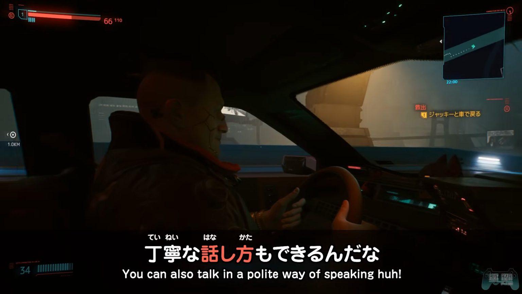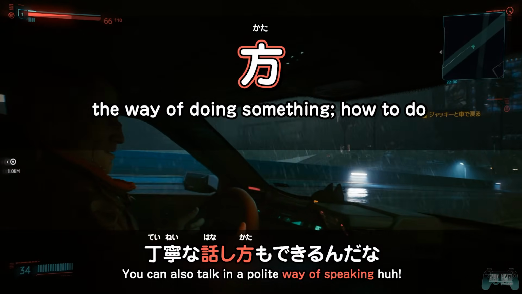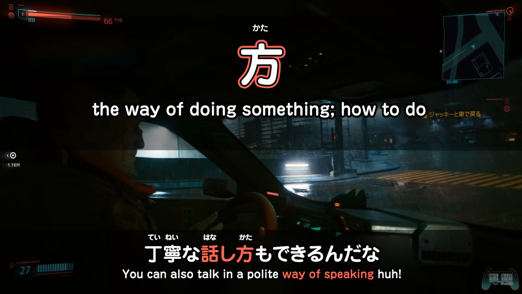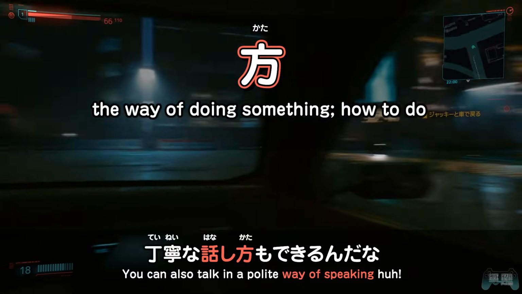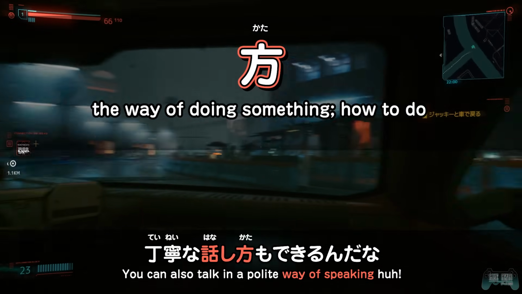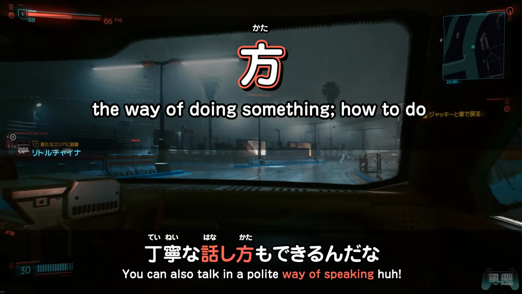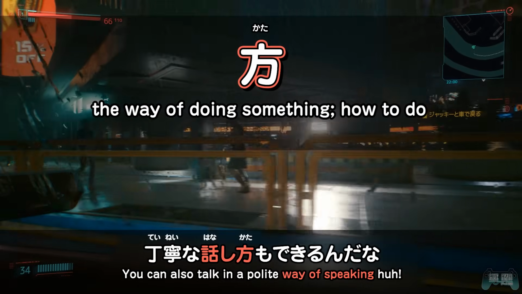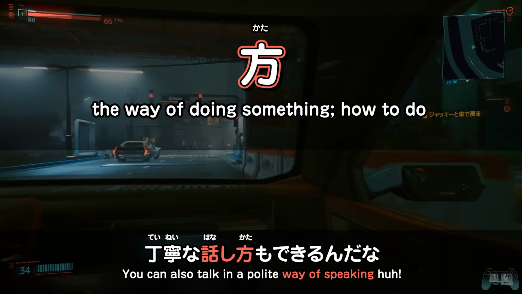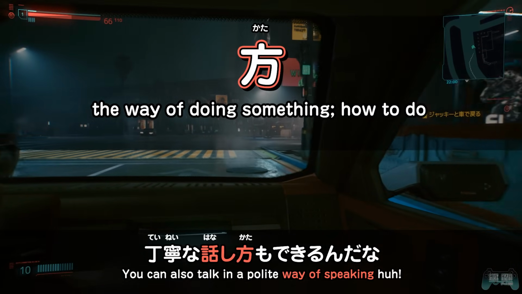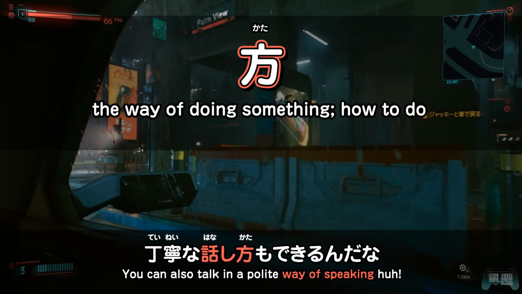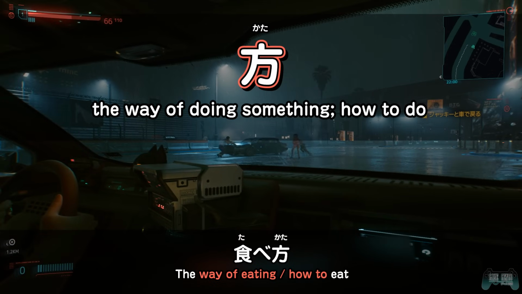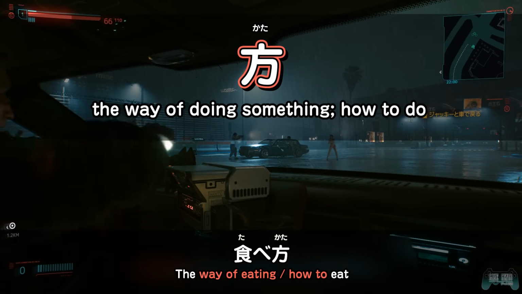Kata, the way of doing something or how to do something. Now at first glance, this kanji might seem familiar. It's the same kanji from ho ga I. However, when used with the stem form of a verb, which is by removing the masu in a masu form verb, it is read as kata. And this shows the way of doing something or how to do that particular verb. So for example, tabemasu to eat would turn into tabekata, how someone eats, or even how to eat.